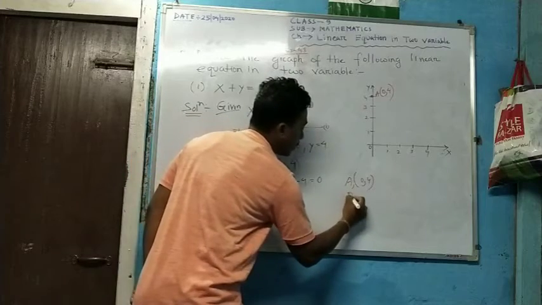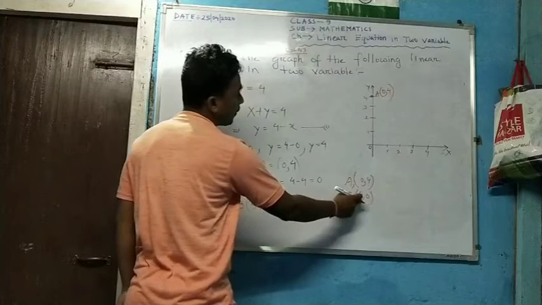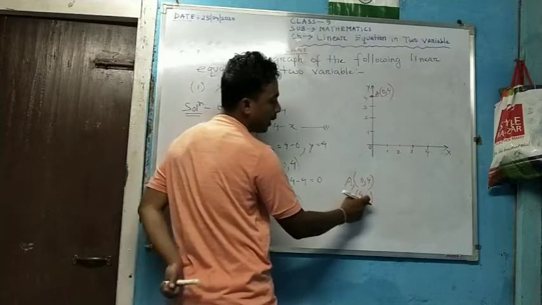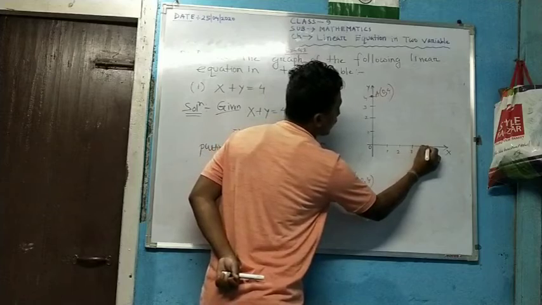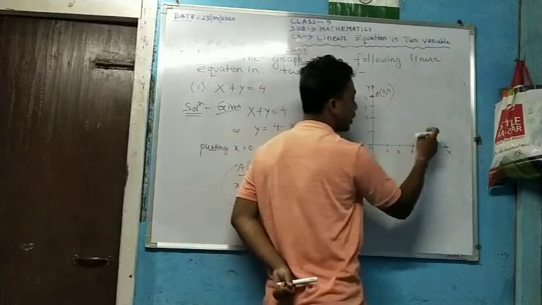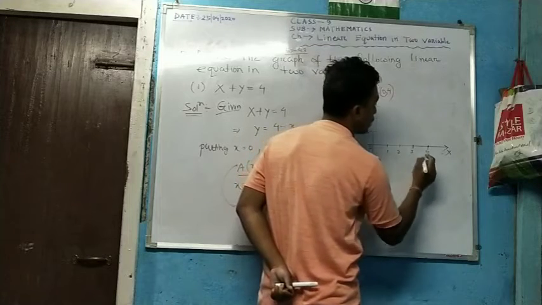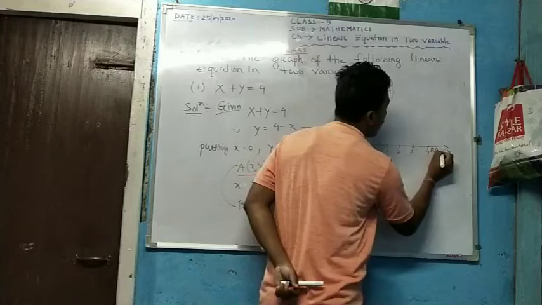Next point is my what? What is my next point? (4, 0). If x equal to 4, what will be the value of y? 0. X equal to 4: 1, 2, 3, 4. And since the value of y is 0, I will neither move in the upward direction nor in the lower direction. So this is point B where the value of x is 4 and the value of y is 0.